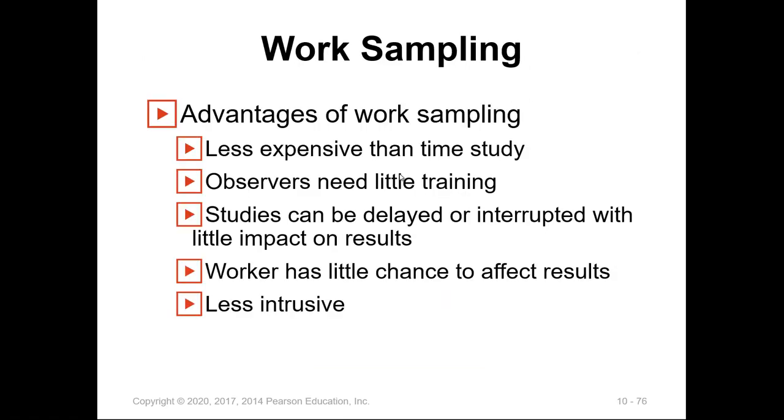Work sampling is less expensive than time study. Observers need little training. Studies can be delayed or interrupted with little impact on results. The worker has little chance to affect results and it's less intrusive. Now remember, with the time study, we need a specialized, very well trained, skilled observer to make sure they are taking the right timing, and then there are factors that will be affecting the observations that expert will be taking.